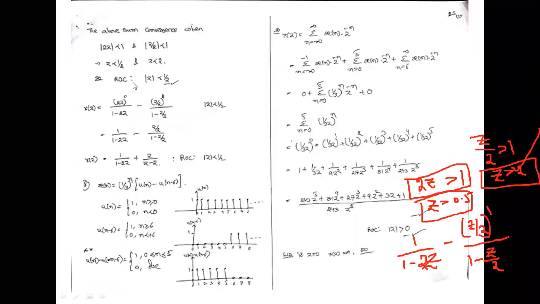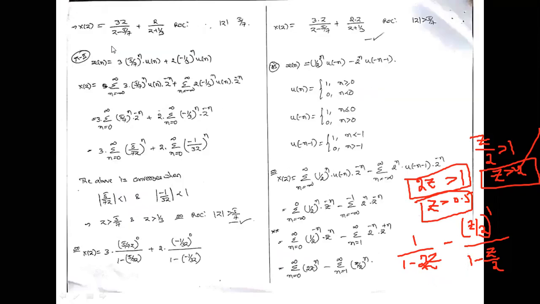So they simplified here. ROC is |z| less than 1/2. Why is it taking |z| less than 1/2? Because both are in the negative powers. See here, we changed the minus infinity to 0 and minus infinity to minus 1, u of minus n and u of minus n minus 1. I told you here is wrong.